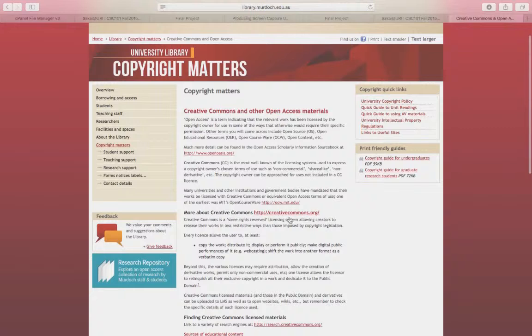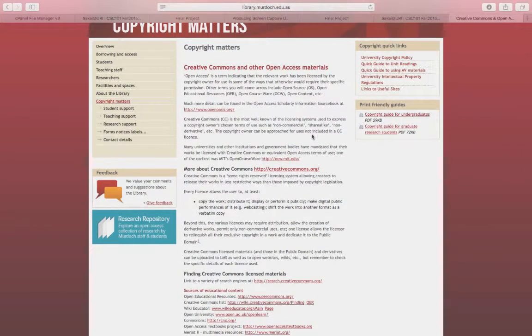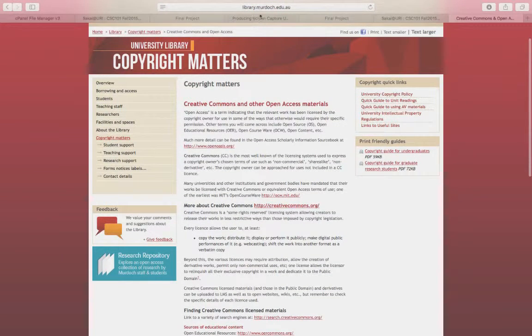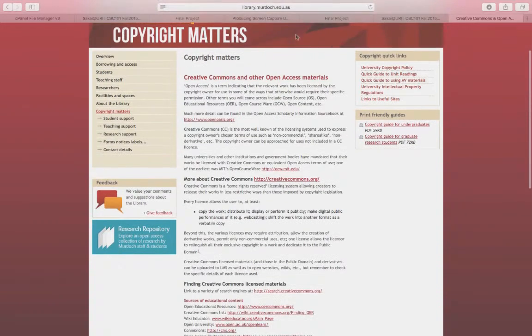It basically talks about open access and how open access is a term indicating that the relevant work has been licensed by the copyright owner for use in some ways that otherwise would require their specific permission. So basically, you don't need their permission anymore to view their work or have to pay an additional fee. Now it's just open for anybody to view. I got a lot of information off here, and this has helped me a lot with my final project.